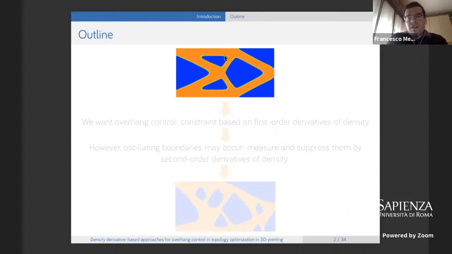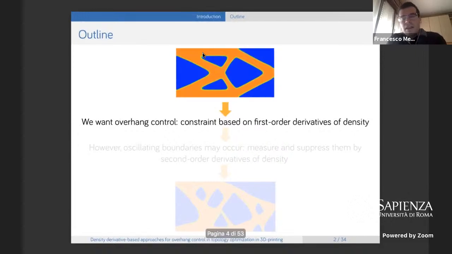And so, for instance, in this top part, we would need to add support structures or to change the design. What we will do in this presentation is basically to try to solve this problem by an alternative approach with respect to what was analyzed in the previous talks. And in particular, we will analyze and focus on the role of the derivatives of the density function.